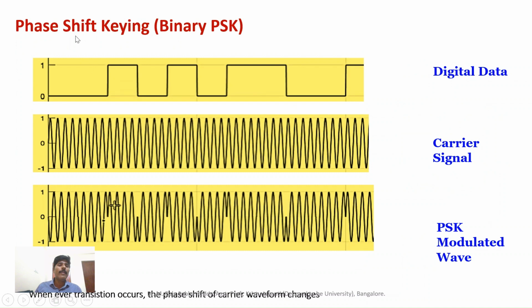And then phase shift keying, often known as binary PSK, binary phase shift keying. This one, considering same digital data as an input and same carrier waveform. Here, whenever the binary input is shifting from 0 to 1 and 1 to 0, then there is a change in phase shift.